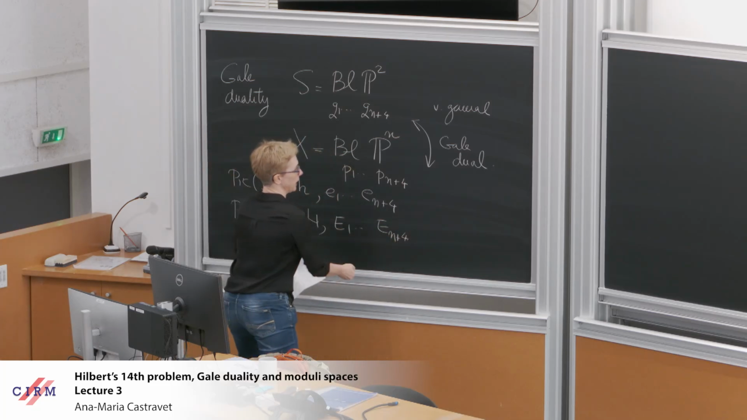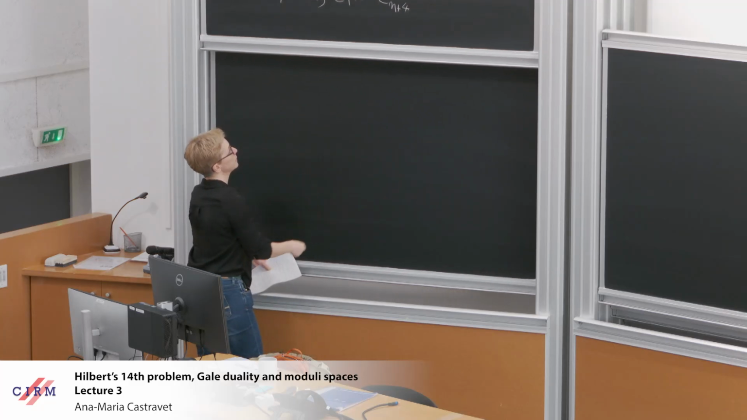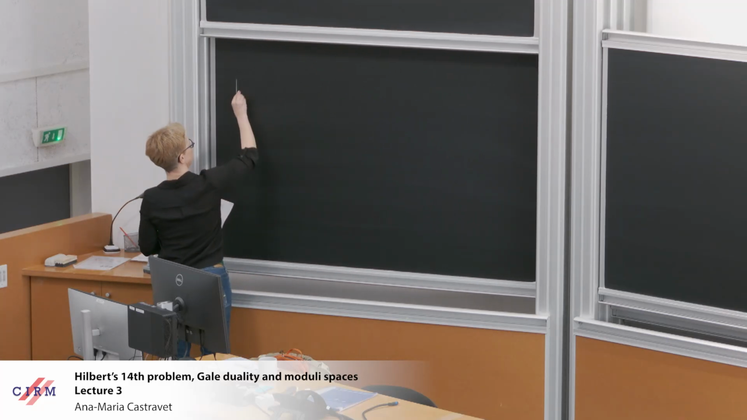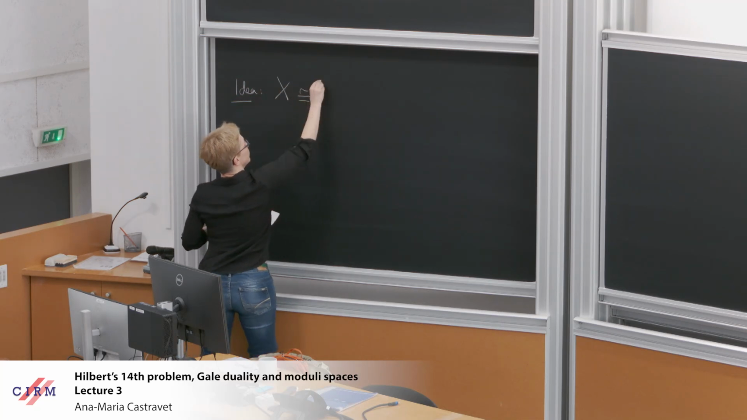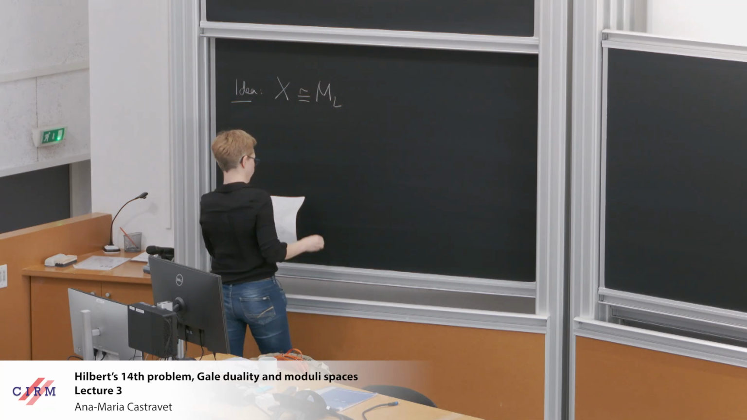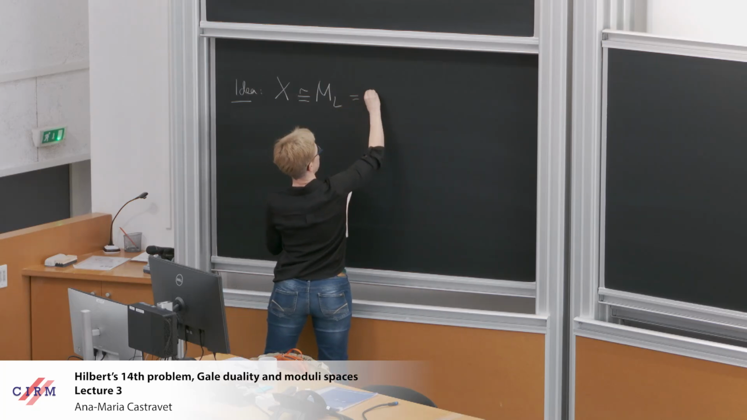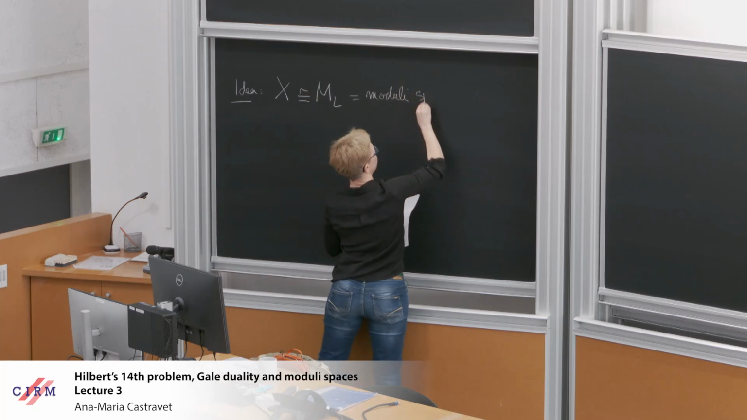Okay, so the idea is that you want to realize this X, the blow-up of Pn at n plus 4 points, as a moduli space of so-called L-stable vector bundles on S. So I'll give a crash course on these next.